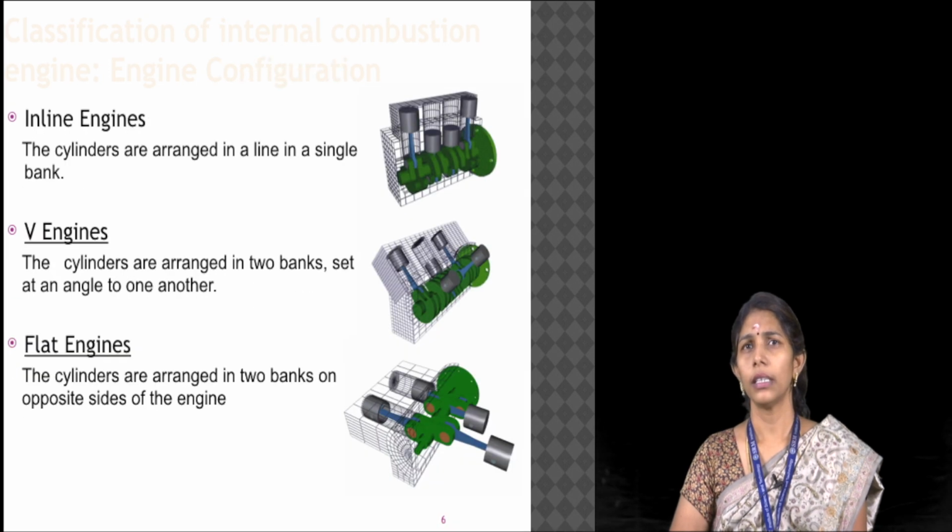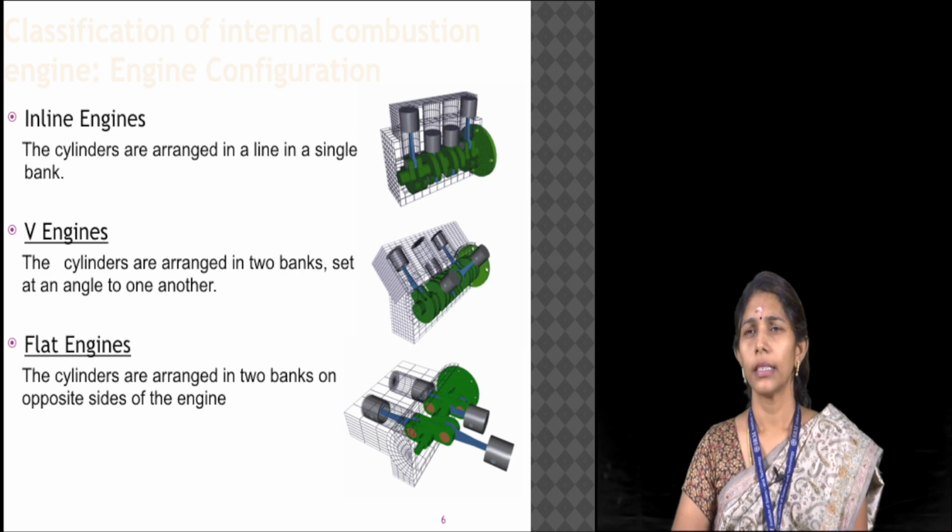Here we can see the inline engine, V engine and flat engine configurations. The first figure, the animated figure, shows that there are 4 cylinders arranged on the same line. The second type, the V engine, has cylinders arranged in 2 axes inclined to each other, forming a V shape. In the last category, the engines are arranged exactly opposite to each other, that is 180 degrees apart.